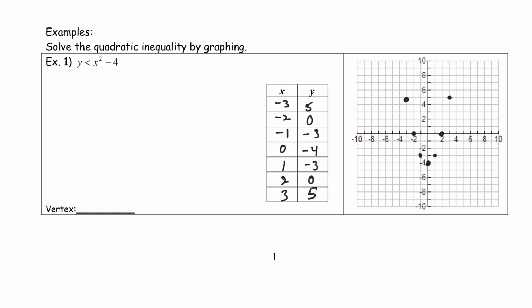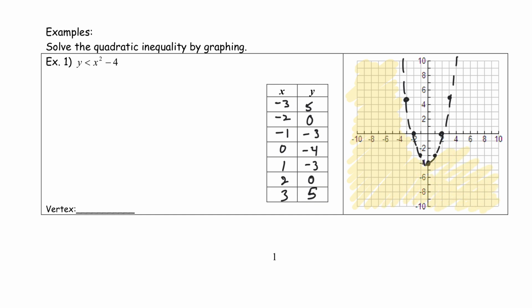I went ahead and used a calculator to come up with the values, and now, since we know that there isn't an equal sign, we know that it's going to be hyphenated, and it says y is less than -4. So the values that we're looking for is anything that's less than -4. So it's going to be less than the inequality, or less than the quadratic inequality.